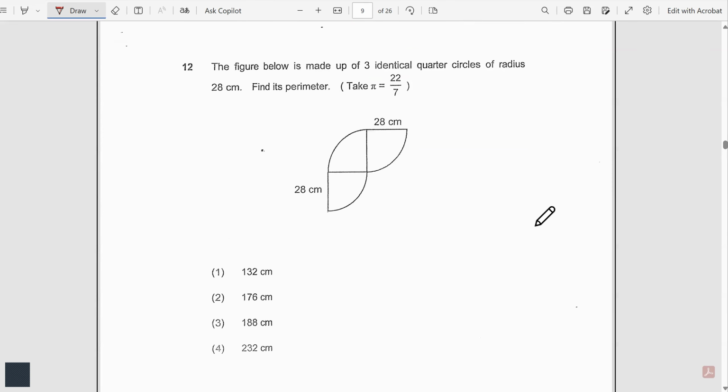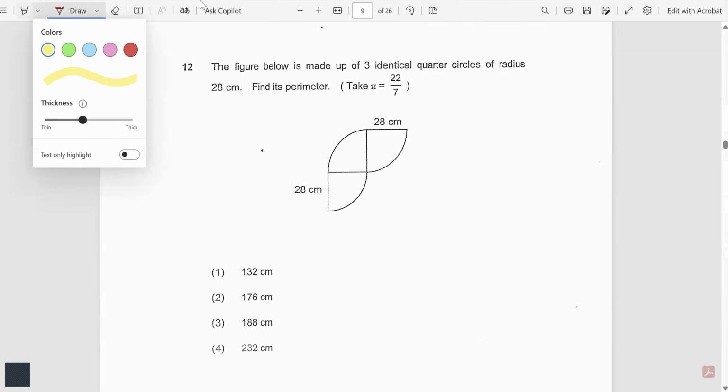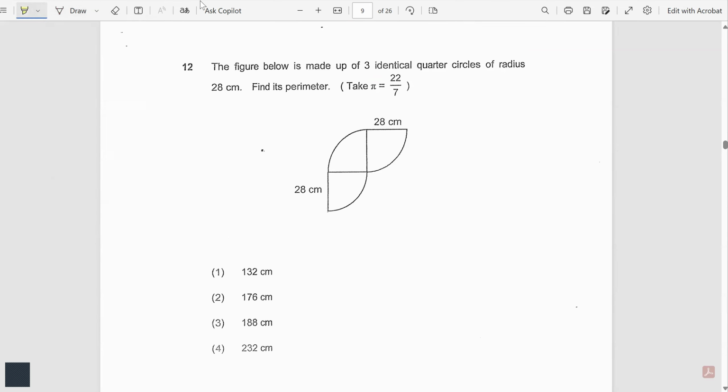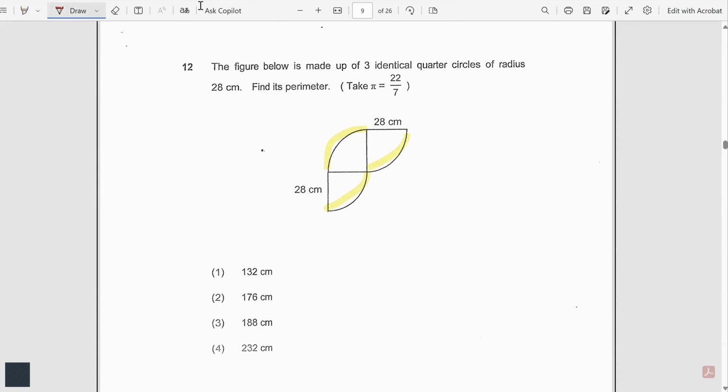Question 12. Figure below is made up of 3 identical quarter circles of radius 28 cm. Find its perimeter. Okay, maybe let me highlight it to make it easier to see. So I have the arc of a quadrant over here and here as well as here. So 3 arcs of quadrants, 3 quadrant arcs.